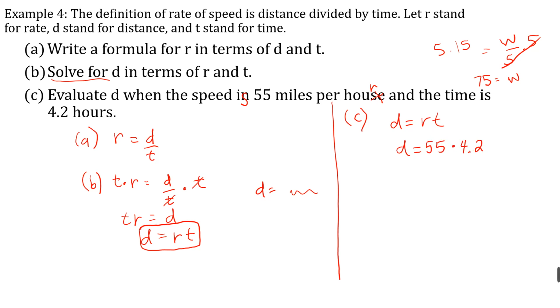So you have to make sure the units line up correctly. And we can use a calculator to do that kind of math. D equals 231. And it says to evaluate D, so it means I don't have to write my answer as 231 miles. Isn't that funny? So it didn't say to find the distance when the speed is 55 miles per hour. It said evaluate D. So I can actually just leave my answer like that, 231. And that's it.